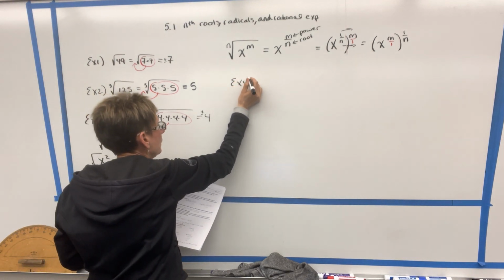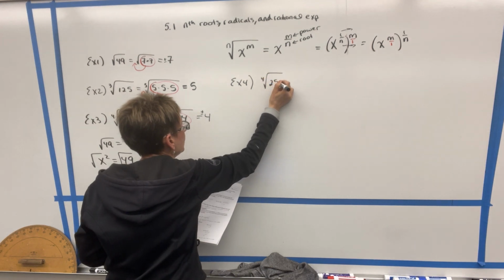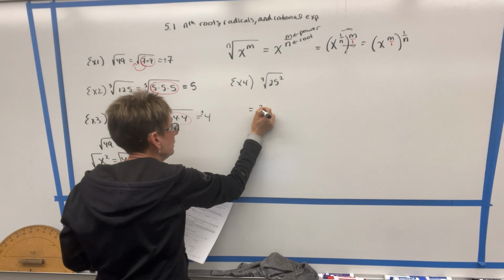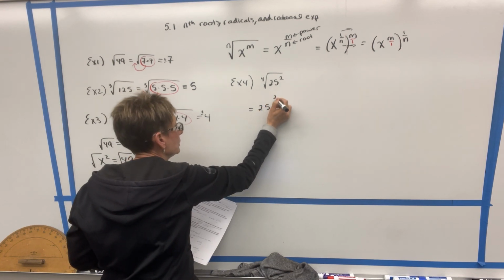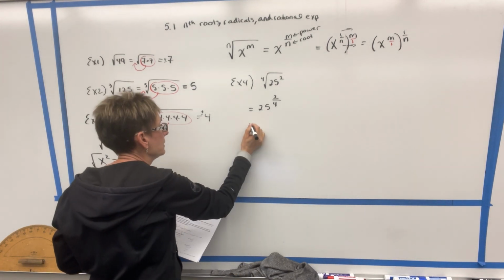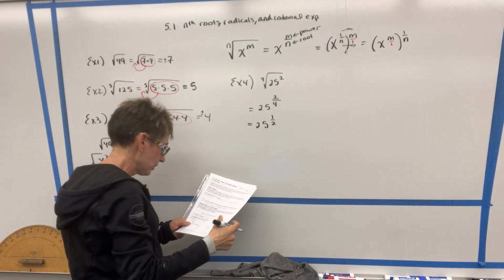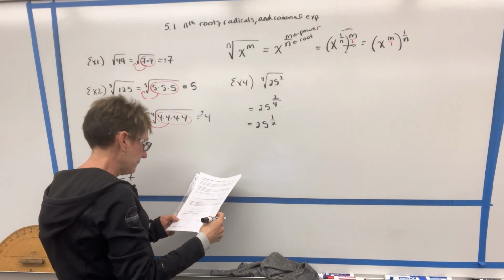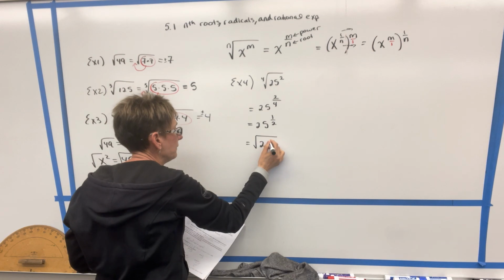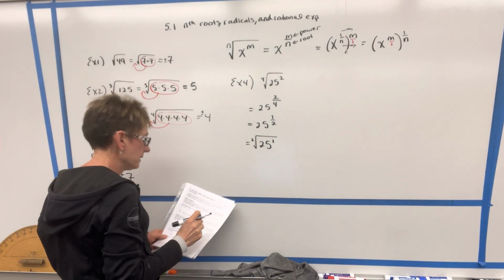Example number 4 is going to be the fourth root of 25 squared. So my power is the 2, that goes in the top of the fraction. My root is the 4, that goes into the bottom. This is 25 to the 1/2 power, which is the same thing as the square root of 25, because it's 25 to the power of 1 taken to the 2nd root.